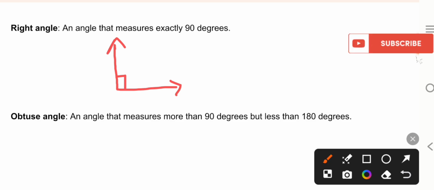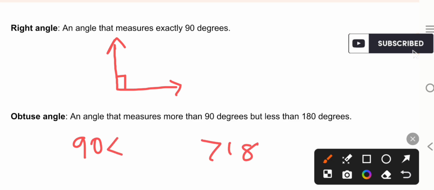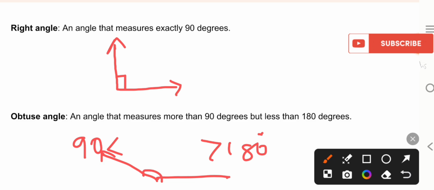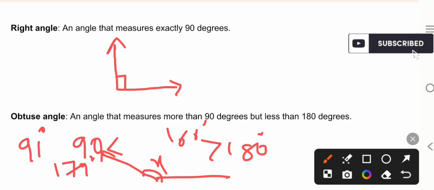Next one, obtuse angle. An angle that measures more than 90 degree but less than 180 degree. So this is more than 90 degree, like this. So an obtuse angle may be 91 degree, 179 degree, 160 degree. Examples: 145 degree, etc.